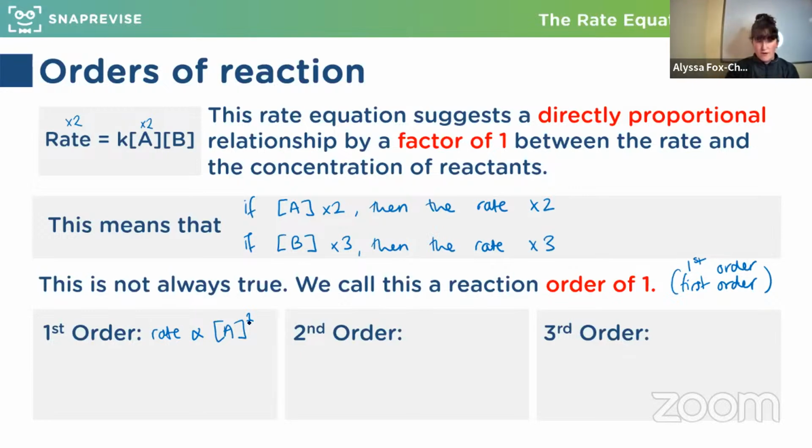Okay, so that is first order. That means if we, for example, times the concentration of A by 5, what do we think happens to the rate? If it is first order, it's directly proportional. Rate will also times by 5 to the power 1, because it's first order, so that is 5.